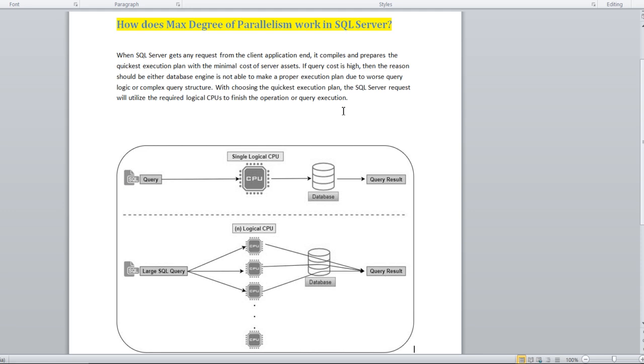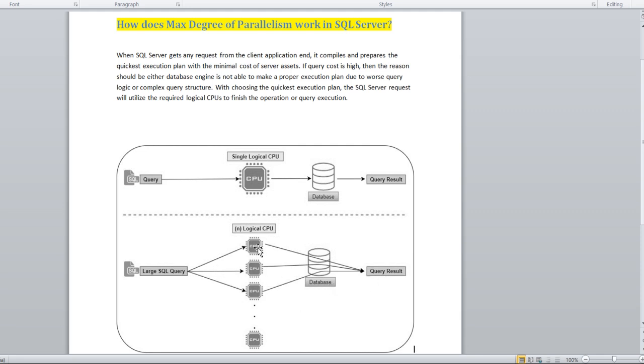If you cap the CPUs by defining max degree of parallelism, let's say you have defined five in this diagram, so your max degree of parallelism is set to five. Whenever the query is processed, it will distribute in parallel, create threads to the logical CPUs, process the query and give the result to the end user.